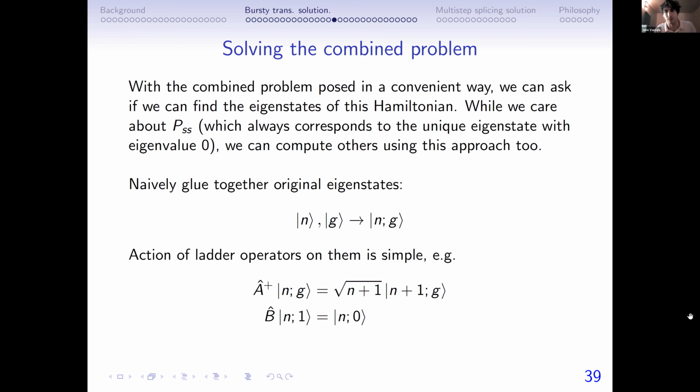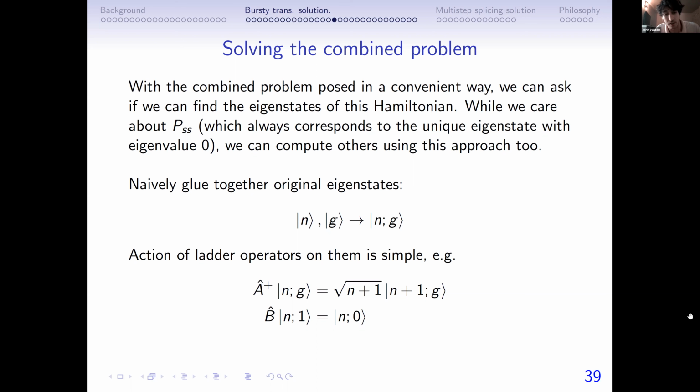And so what you do is you say, okay, I have the eigenstates of this thing, which are related to the ladder operators, the eigenstates of that thing. What if I just glue them together? If I glue them together and then I try to act on these glued together states with the ladder operators, it's easy to see what's going to happen.